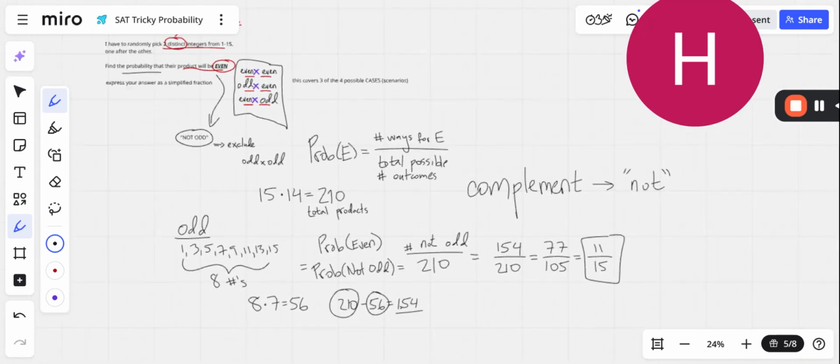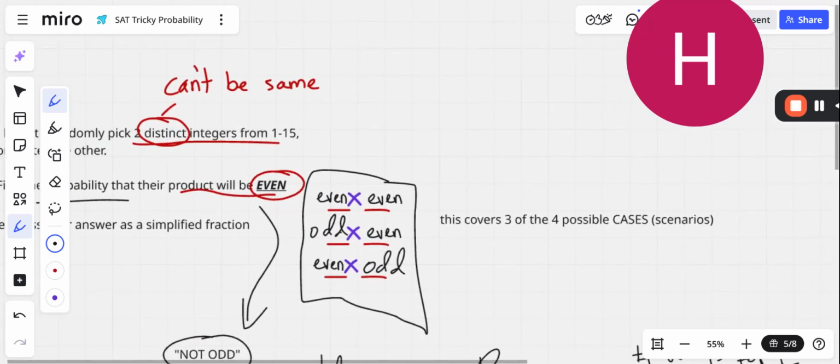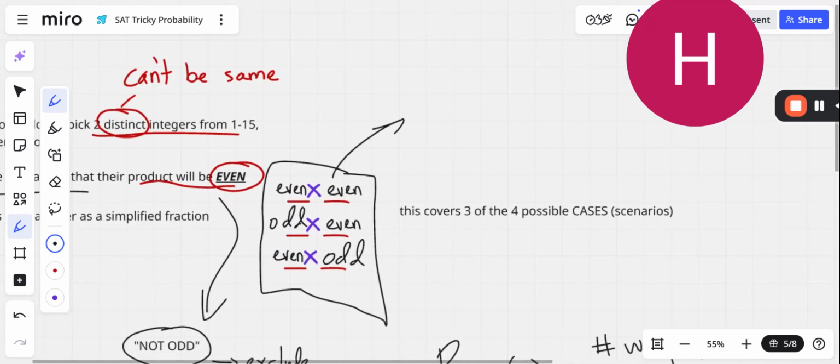Okay, so kind of tricky because there are many ways to do this. If I wanted to, I could add all of the even combinations and then add all of these combinations somehow, carefully. But I don't need to do that. I could just subtract. Or I could take all the odd products and subtract that from the total number of possible products.